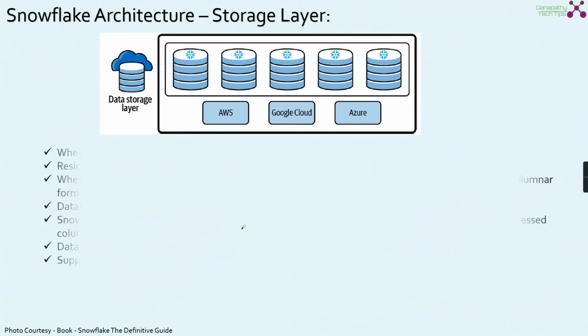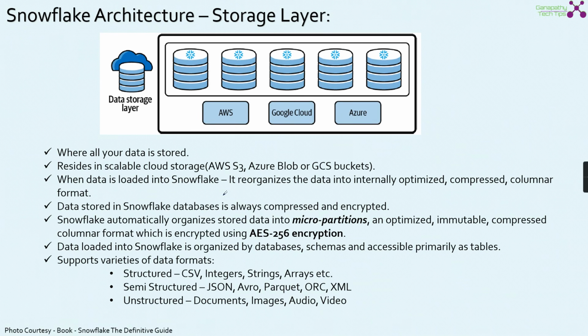This is the same one which I took from the previous diagram. So the storage layer is as simple as it is. It is the layer on which your data is stored. It's just a storage layer where your data is stored. Typically, the storage layer will be lying on top of the cloud, AWS, Azure, or GCP.